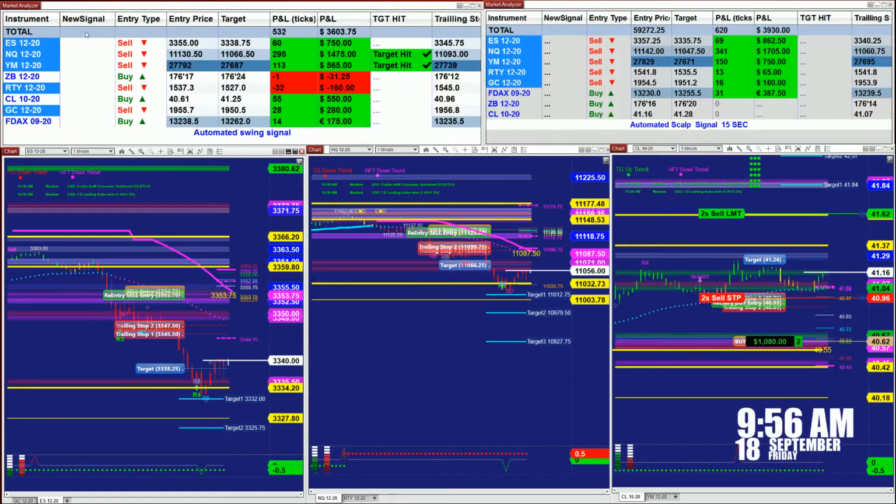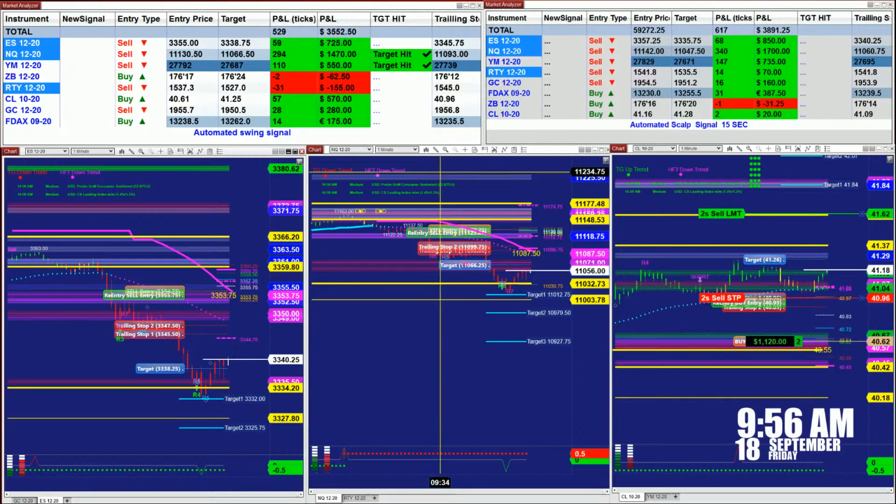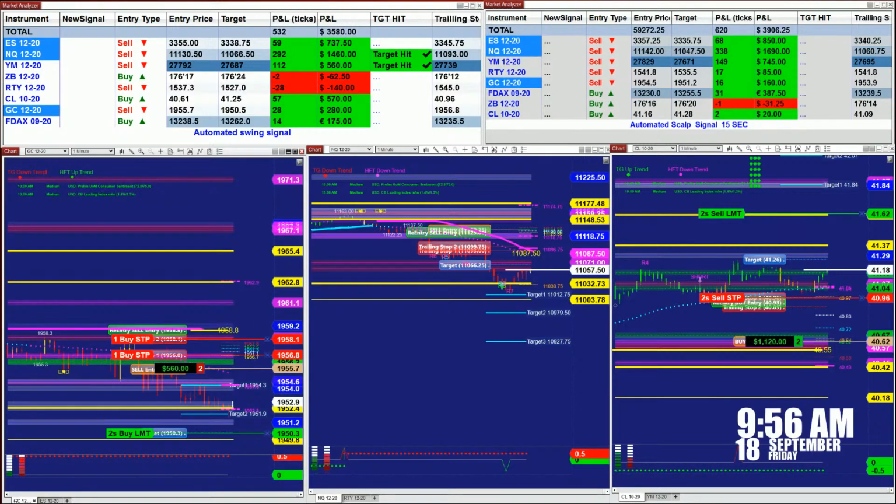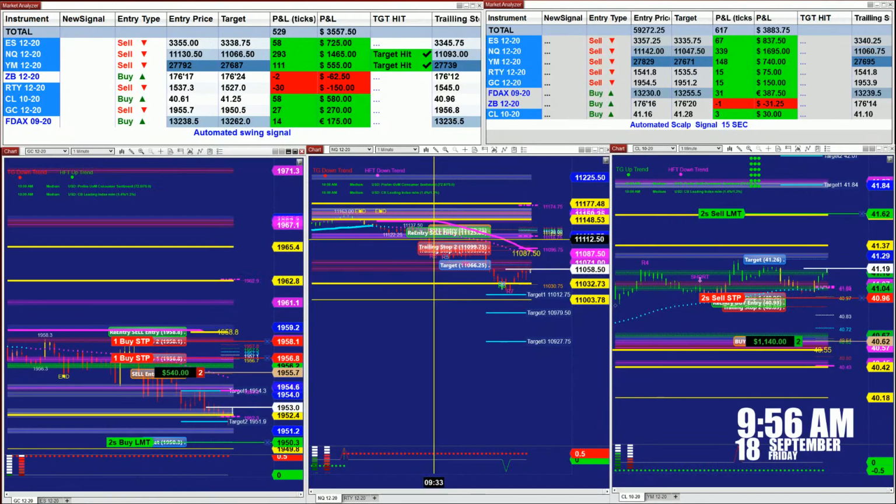You will find a new signal on the first column here when the signal changes, and you will see the signal change on the scalper on the first column as well. So at the moment, we don't have any trade on the ES. We will examine the market and start to look at what we have for today.